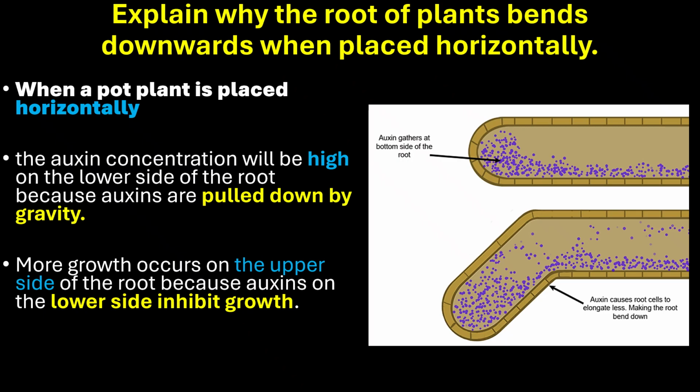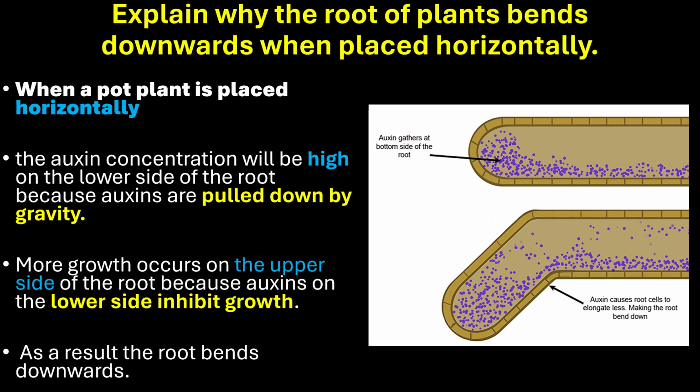So there are more auxins here. More auxins here means less growth. Few auxins here, or less auxins here, means more growth. That is the thing about the effect of auxins in root and stem. They behave in a different way. In the root, more auxins will prevent growth. In the stem, more auxins will promote growth.